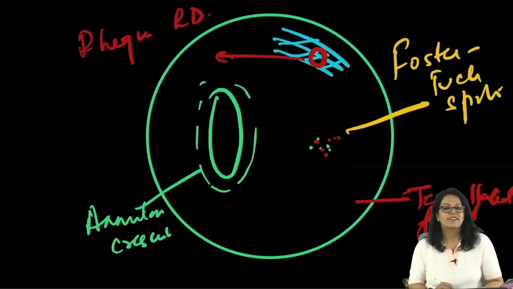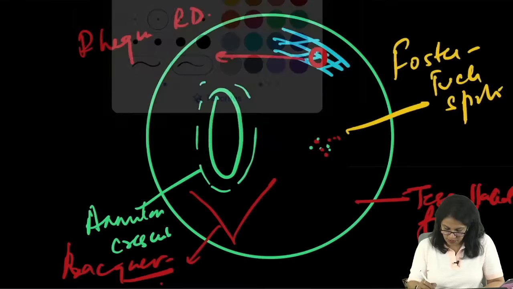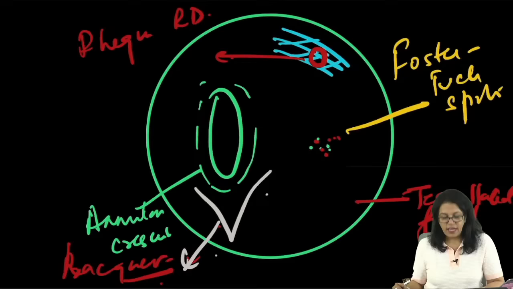Okay? And what else did we read? Lacquer cracks. Break in the Bruch's membrane. These are lacquer cracks. These are more white in color. I am drawing it as red, but actually they are not. Let me draw with this one. They are more like this. We'll draw like this. Okay, lacquer cracks.